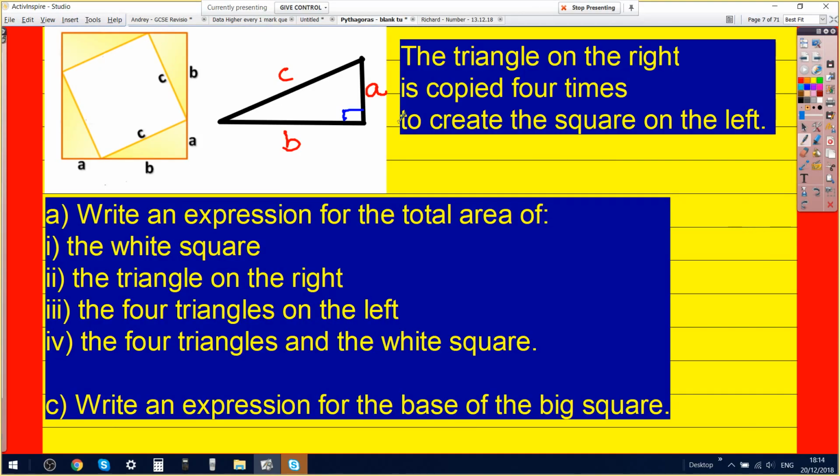It's because it helps for Pythagoras. So you have this triangle here. Height is A, base is B, hypotenuse is C, and you have 4 of them. So you have the 4 yellow ones, and you have a white square in the middle. What would be an expression for the area of the white square? How do you get the area of the white square?